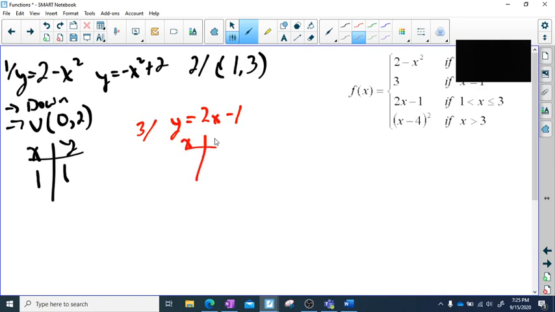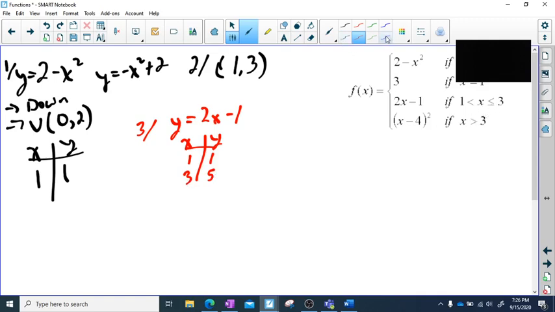So I'm going to go x and y, fill in the left end and the right end. I got those from here, 1 and 3. When x is 1, 2 times 1 is 2, 2 take away 1 is 1. When x is 3, 2 times 3 is 6, 6 take away 1 is 5. 1, 1 will be open circle. 3, 5 will be closed because of the equal sign here.